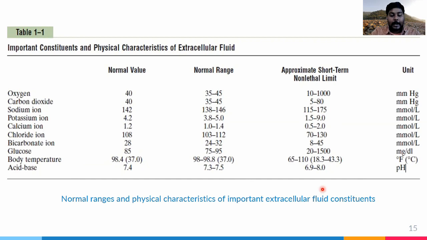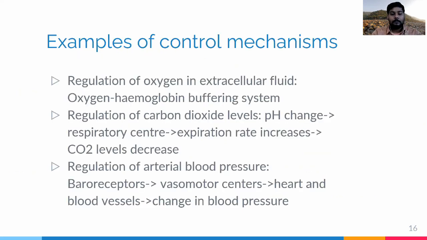Similarly, we can see that the acid base or the pH of the extracellular fluid also needs to be maintained in particular concentrations, particular values, in order to be not harmful to the body. Next, let us consider examples of various control mechanisms present in our body.